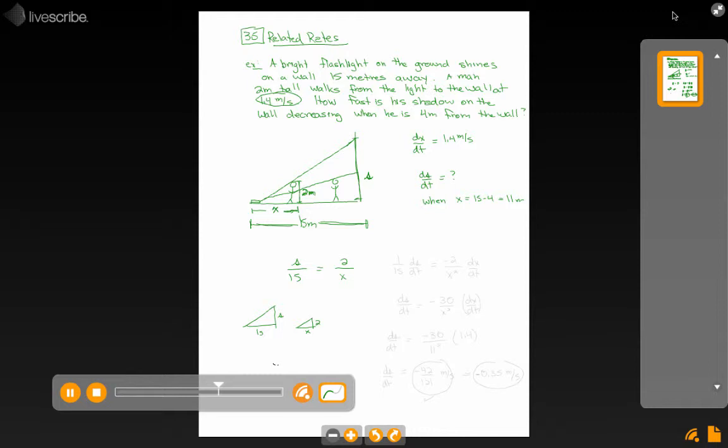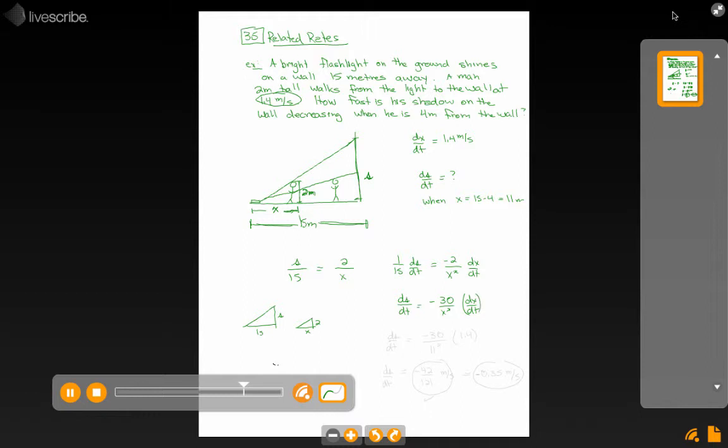So what you do from here is you take the derivative of everything with respect to time, because you now have a relationship between the variables with only s's and x's, which is perfect. And so on the left side I'm going to get 1 over 15 ds by dt equals negative 2 over x squared dx by dt. You could write 2 over x as 2x to the minus 1 if you prefer, but this is what you end up with. So I just have one unknown thing, which is ds by dt. So ds by dt should equal negative 30 over x squared dx by dt.